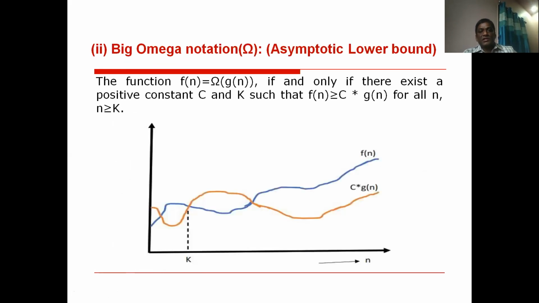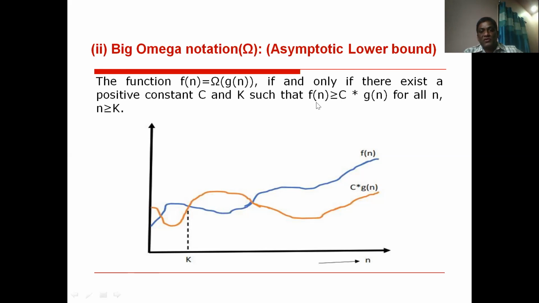The second notation is big omega notation. Big omega notation is actually opposite to big O notation. Big O notation represents upper bounds and big omega notation represents lower bounds. That means f of n is always greater than or equal to c into g of n. So whatever function you select, it must be smaller compared to f of n. Therefore, we say that big omega notation is a lower bound notation.